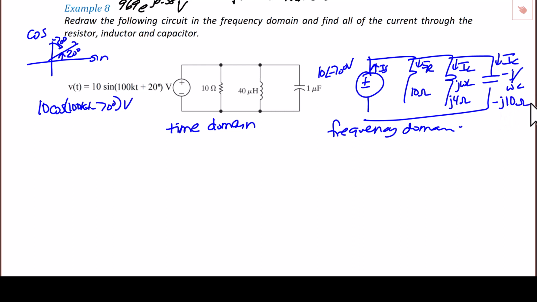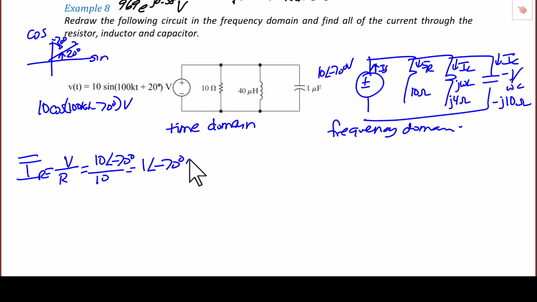The impedance of the inductor is jωL, where ω is 100,000 radians per second. So that becomes j4 ohms. And the impedance of the capacitor is negative j over ωC. So negative j over 100,000 times 1 micro is negative j10 ohms.